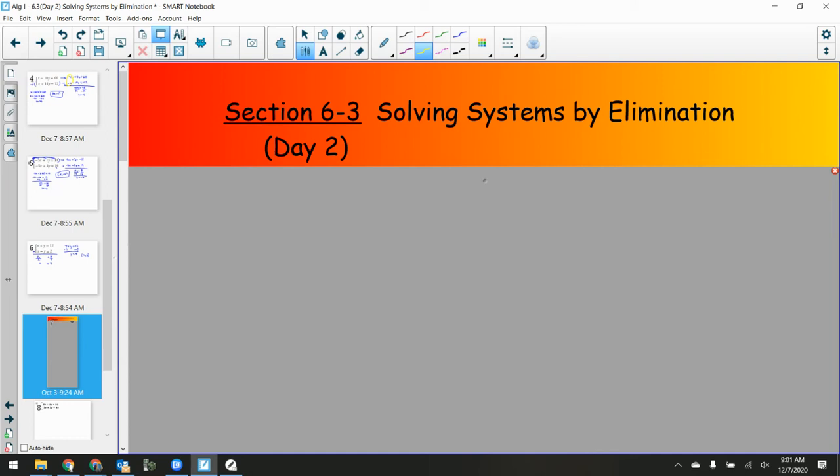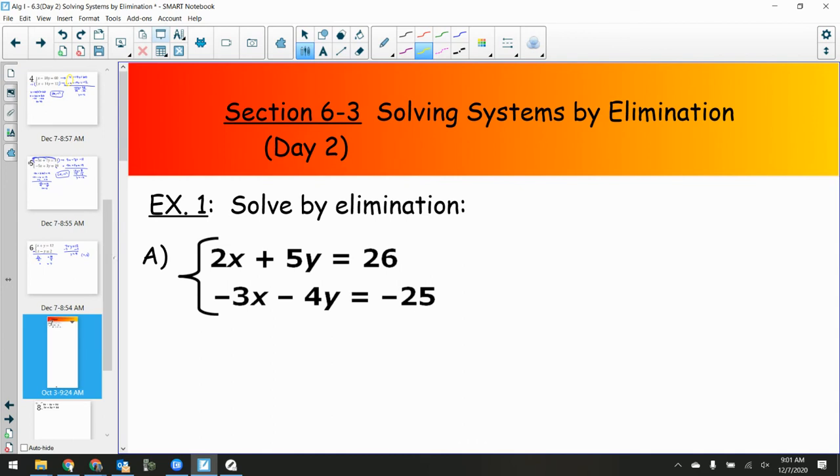All right. So, here we go. Section 6.3, day 2, solving systems by elimination. Let me ask you this. Is this one set up for elimination as it is right now? No. It's not. Is there a way to multiply one of the equations to make it look like the other? Only multiply. The only operation I can do is multiply.